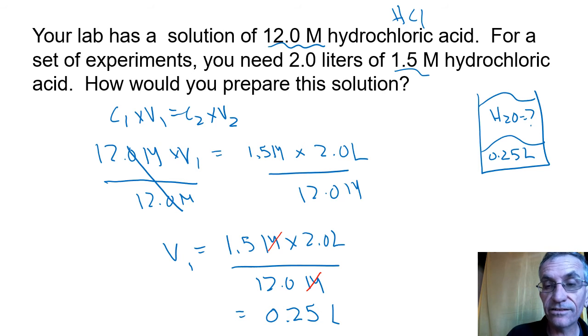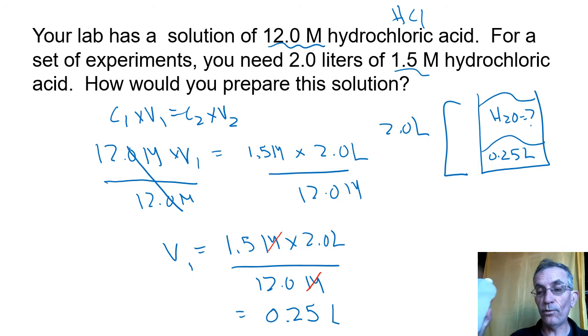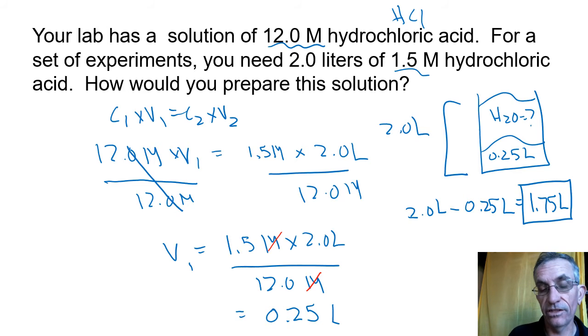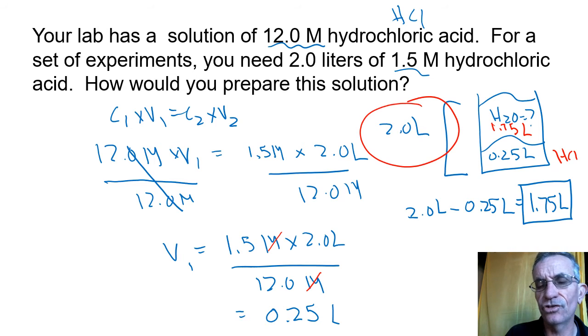Oh, 2 liters, that's the total volume. So if 0.25 of it is coming from here, the rest of it is water. So you should subtract 2 minus 0.25. You get 1.75. So that's the amount of water. All right. So you would use 1.75 liters of water, 1/4 of a liter of my hydrochloric acid. You put it together, you get your 2 liters, and it's going to have a concentration of 0.5 molar.